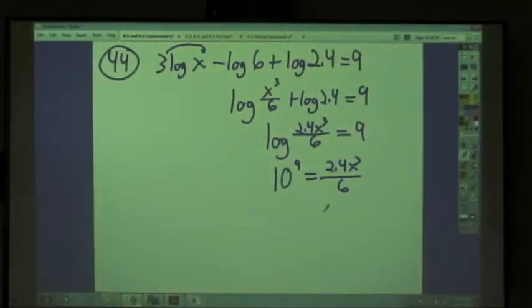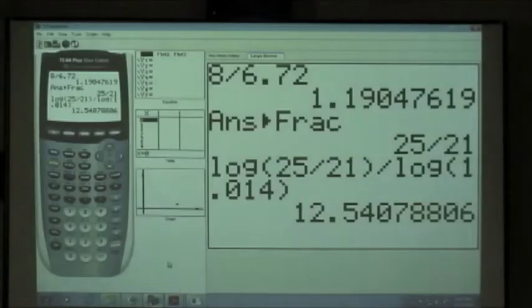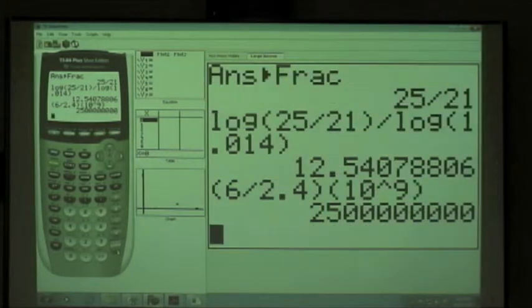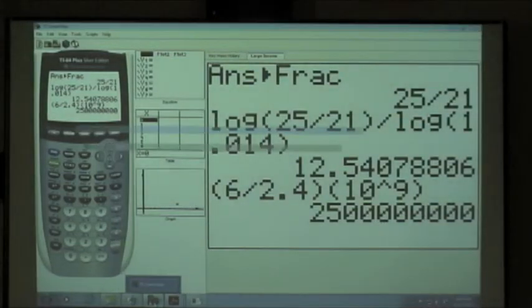So, when you take a look at this, you want to multiply by 6 over 2.4 and get x cubed. When you multiply this by 6 over 2.4, we might have a problem in our calculator. We'll check it. Let's take 6 over 2.4 and multiply that by 10 to the 9th power. This might still be too large of a number. Let's check and see. No, actually it worked out pretty well for us.